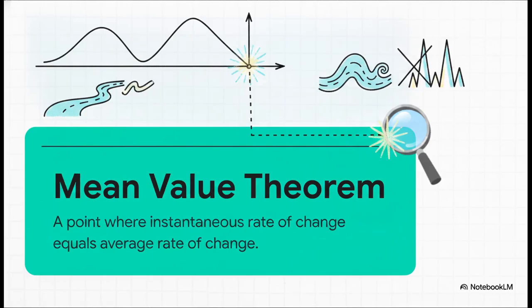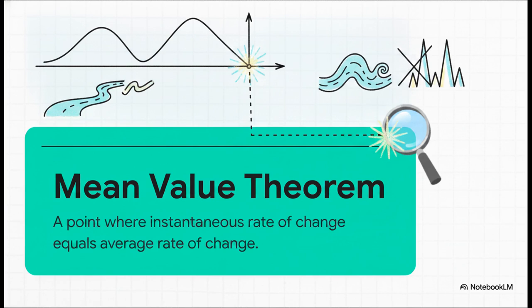And that brings us to the mathematical solution. It's called the Mean Value Theorem, and it is absolutely the cornerstone concept of our explainer today. It essentially states that for a function that is continuous and differentiable over an interval, there is at least one point where the instantaneous rate of change exactly equals the average rate of change.